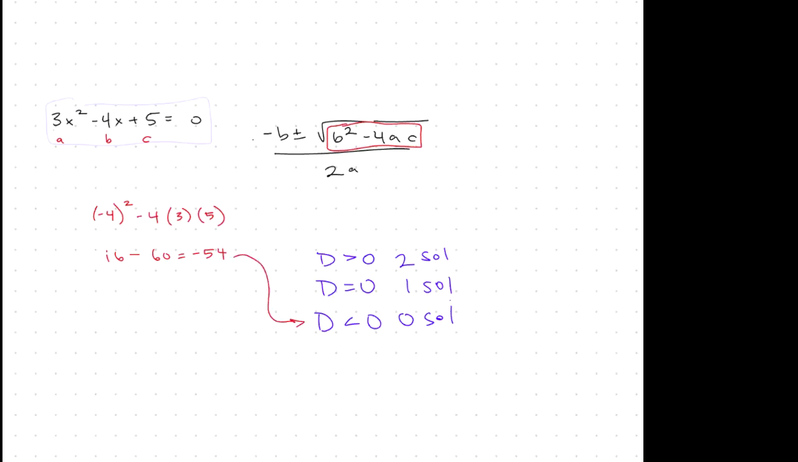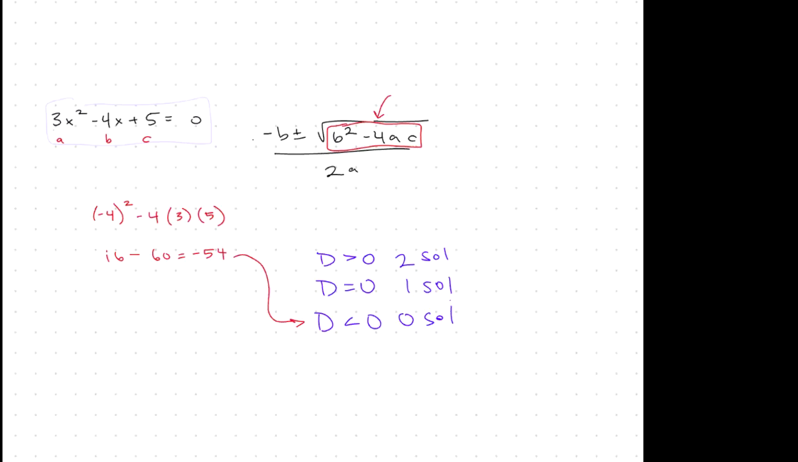The reasoning behind that is if we have a negative number under a square root, that's going to give us imaginary numbers. If we have imaginary numbers, that means zero real solutions.